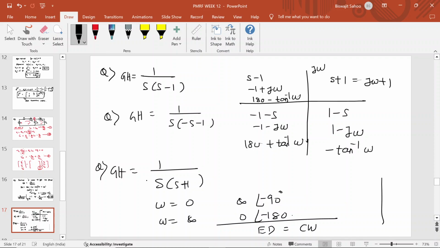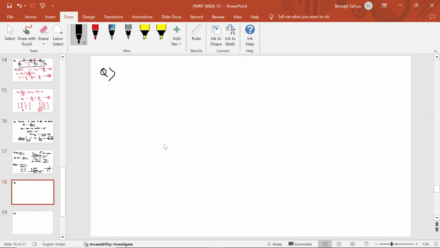So you can draw the polar plot. This will be something like this. This is the polar plot for the first question. Now come to the second question.